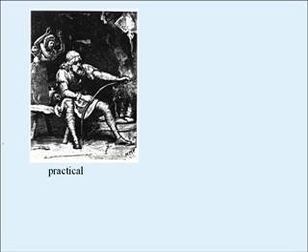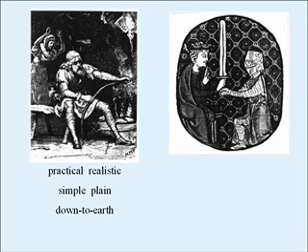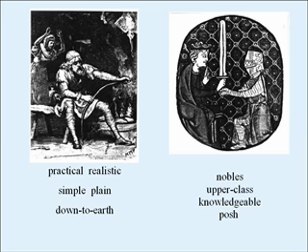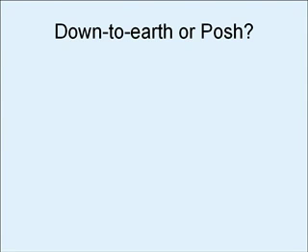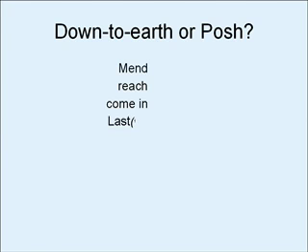So when you think Saxon, you think practical, realistic, simple, plain, down to earth. And when you think Norman, you think nobles, upper classes, knowledgeable, and even posh. And we can see the effect in the language, because even now I could mend my car myself. I'd say, come in, if someone knocks on the door.